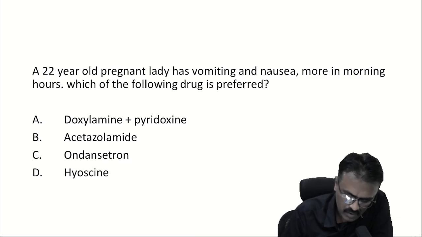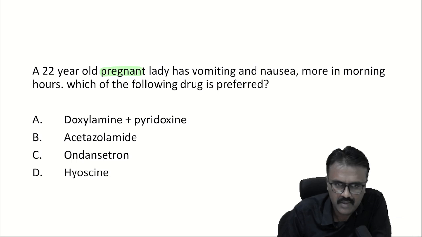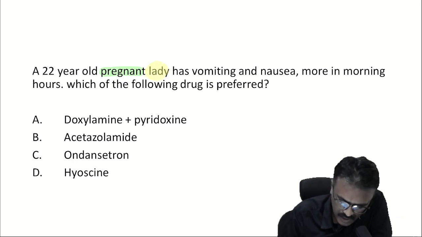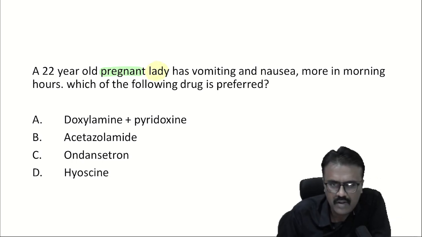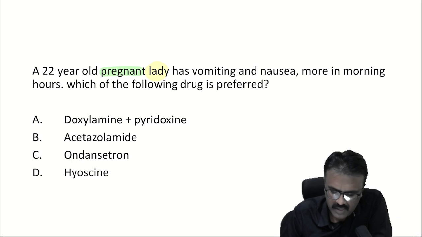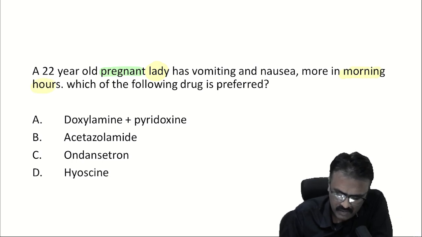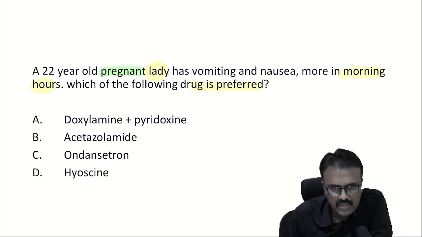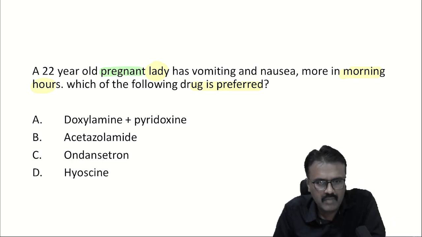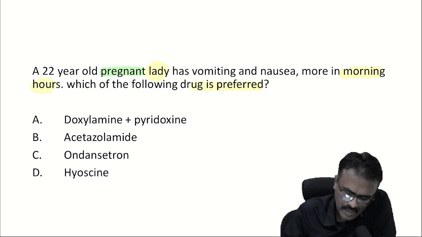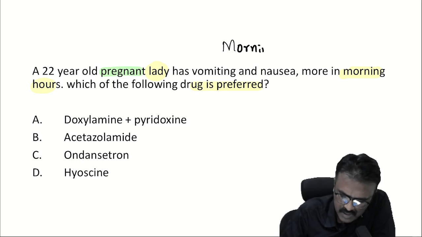A 22-year-old pregnant lady. See, one thing I want you all to observe when you solve these exam questions. When they give lady, check whether they have given pregnant woman or not. She has vomiting and nausea more in the morning hours. Which of the following drugs is preferred? So usually a lady with vomiting, nausea in the morning, it is usually the diagnosis of morning sickness, particularly in the first trimester.